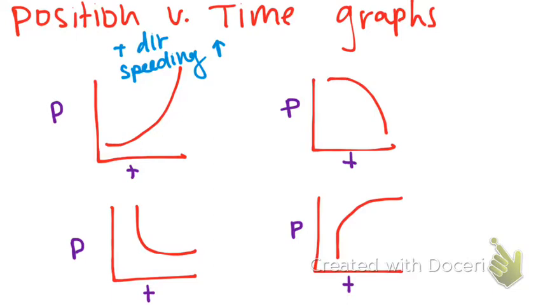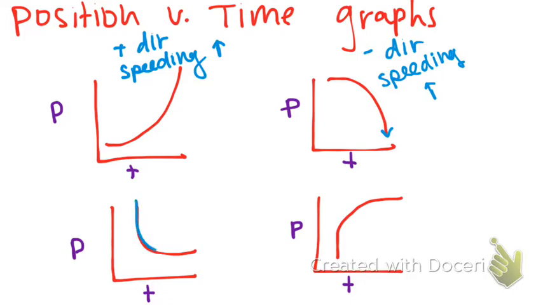Okay, this one right here. Are we moving in the positive direction or the negative direction? We're moving in the negative direction. And are we speeding up or slowing down? What do we think? I think you're speeding up. Because look here, we're not traveling very fast right here. And then all of a sudden we've got a really steep slope. So this is negative direction, speeding up.